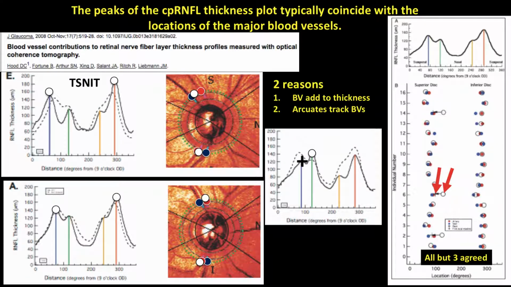Okay, now there are 2 reasons why there's this good agreement between the peak of the retinal nerve fiber layer thickness around the disc and the location of the vessels. First of all, the blood vessels actually contribute to the thickness. So part of what you're measuring here is blood vessel thickness. And then second, they develop together. So in general, the thick retinal nerve fiber layer arcuates that you see track the blood vessels.